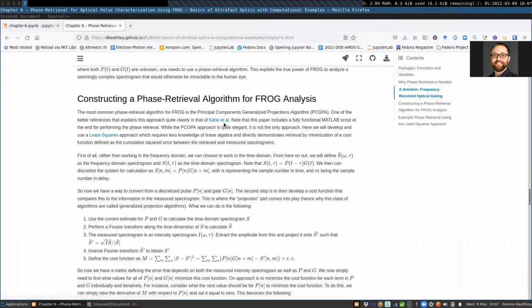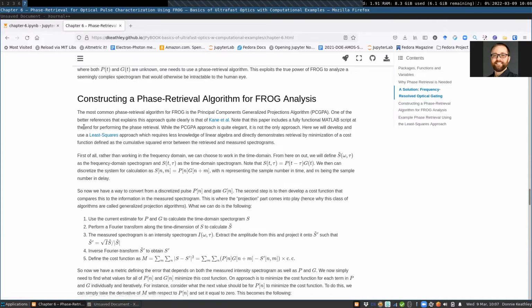this paper, Kane et al., you should definitely check out. It discusses this principal components technique, which is super elegant, but a little bit less nice from a pedagogical standpoint for learning how this works. So for learning how this works, I'm just going to introduce a simple least squares approach, which is a little bit more straightforward in understanding how this minimization process works for extracting the phase from a spectrogram.